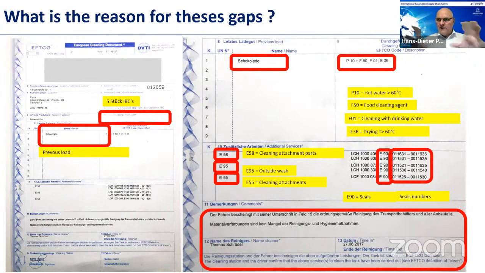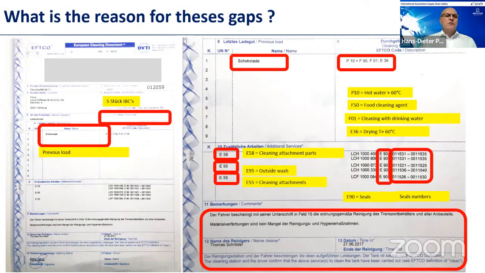We look at this supply chain and all the stakeholders, and try to find a balance between them: what is needed or not, and what does it cost. Here in Europe, a document called ECD, the FCO cleaning kit document, is used, and they put a lot of codes on it. They call them cleaning codes: P10, F50, F01, E36.